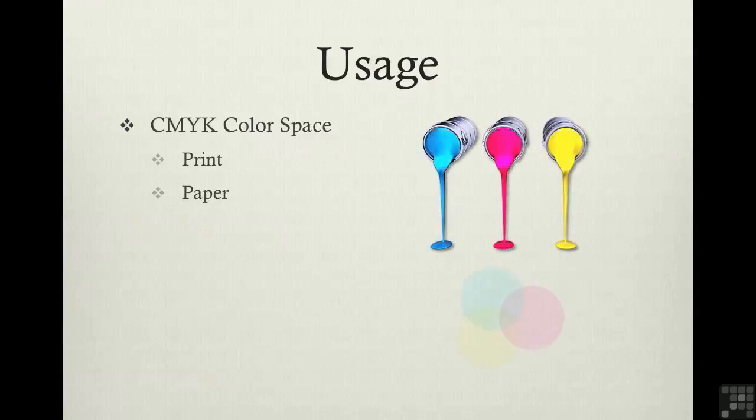You've got three colors, and if you take cyan, magenta, and yellow and mix them all together, they absorb all the light spectrum and produce to our eyes black, and that's why it's called subtractive color. Let me show you one more thing real quick.